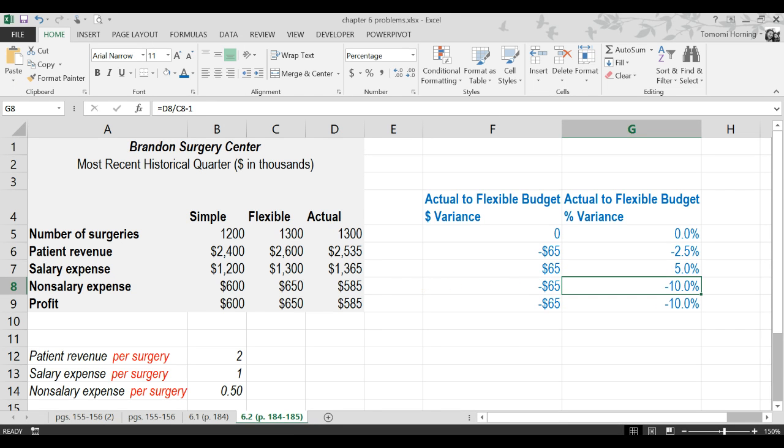And again, the last line here for profit, we came in at $585,000. We projected to have a profit of $650,000, and therefore our variance is $65,000 under what we had anticipated, again resulting in a profit for Brandon Surgery Center 10% less than what we had originally budgeted. And again, because this is a profit line, being under the budgeted amount by any percent would be interpreted as an unfavorable performance indicator.